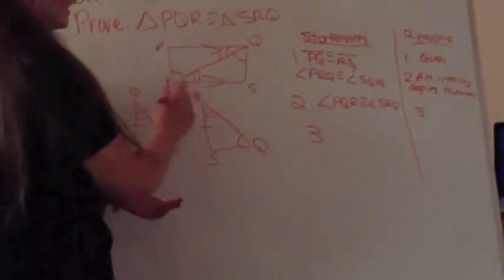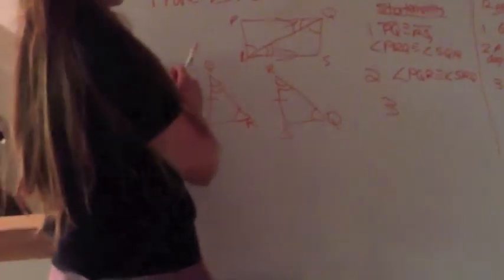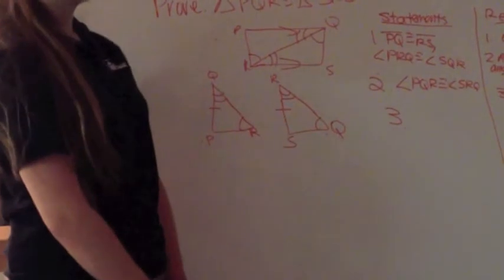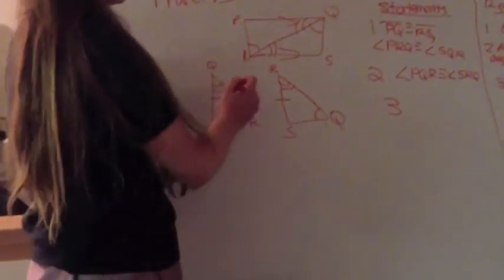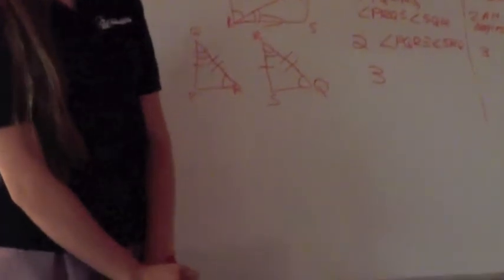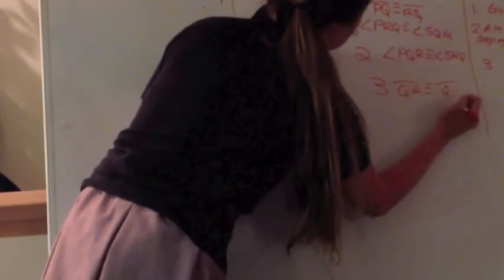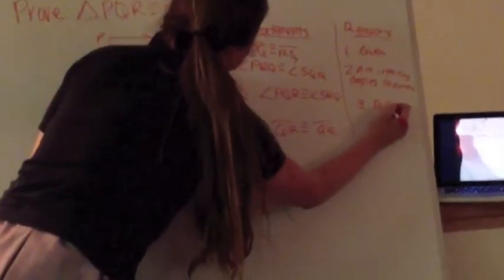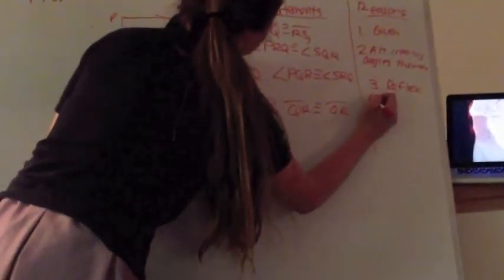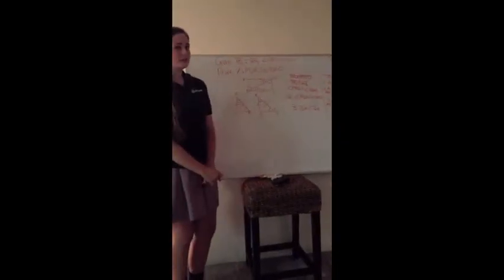So, we have two angles and we have one side, but it's not included. So what do we need? We need another side. Let's pick line segment QR and line segment QR. They're congruent to each other by the reflexive property of congruence. So again, let's put this in our statements, and the reason, as I just said, is the reflexive property of congruence. And that sign shows congruence.